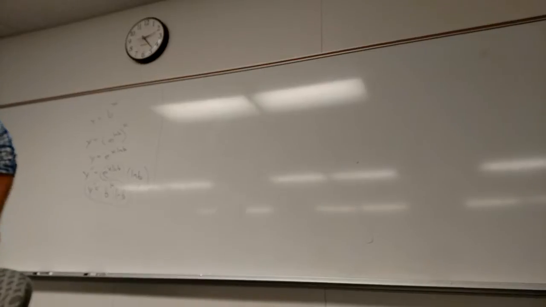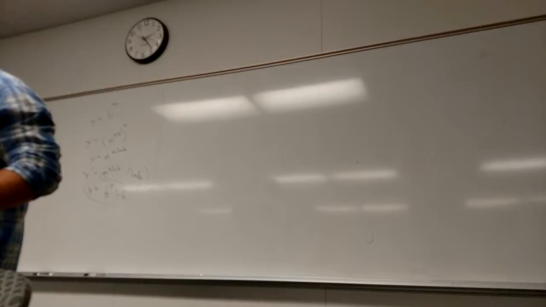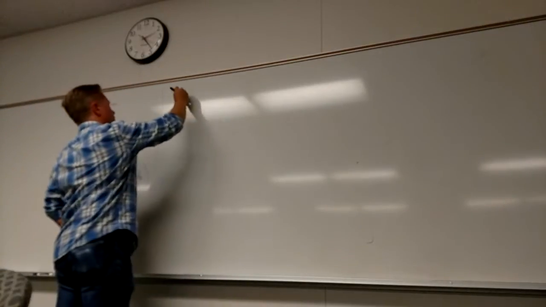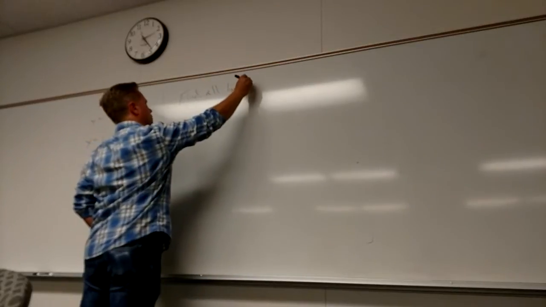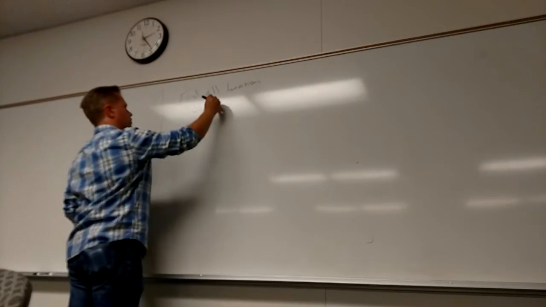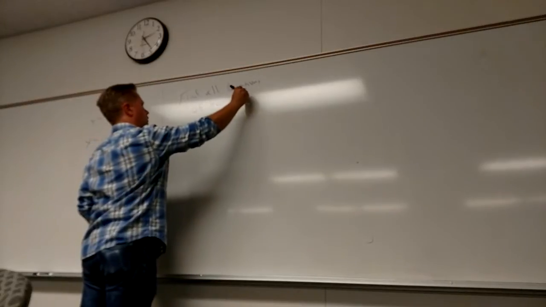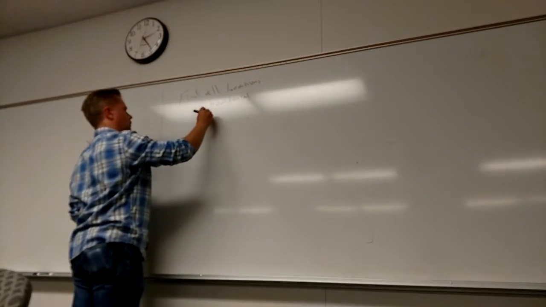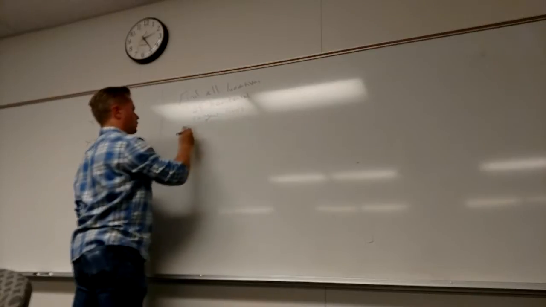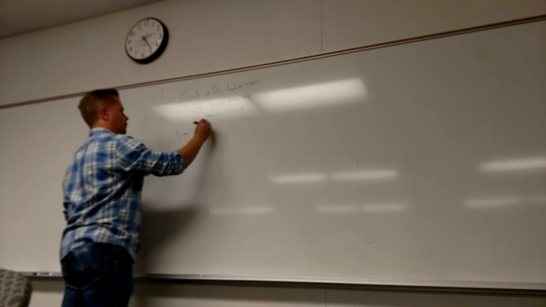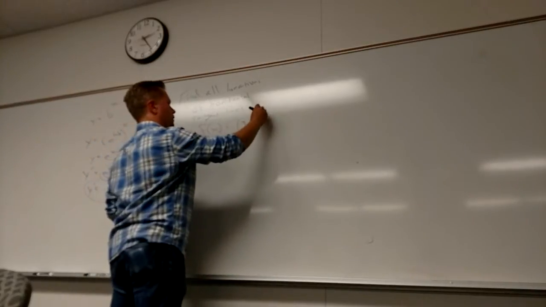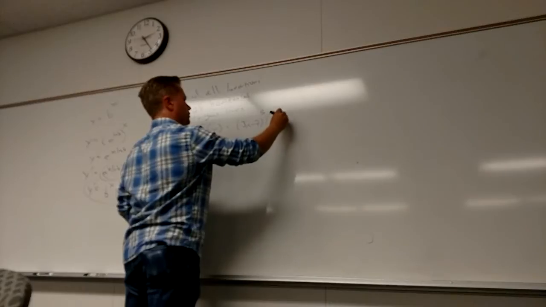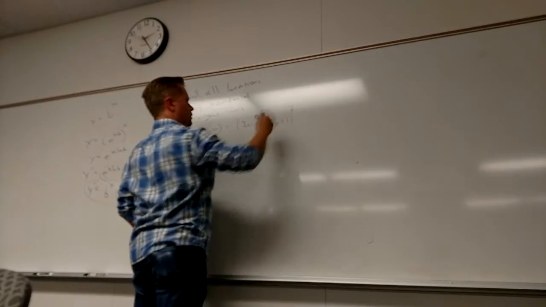Okay, let's do some more of these. Find all locations of horizontal tangent lines for f of x equals (3x minus 7) to the 5th power times (4x plus 1) to the 7th power.